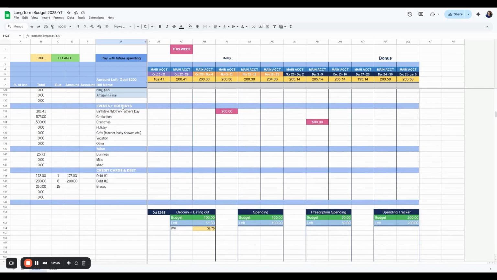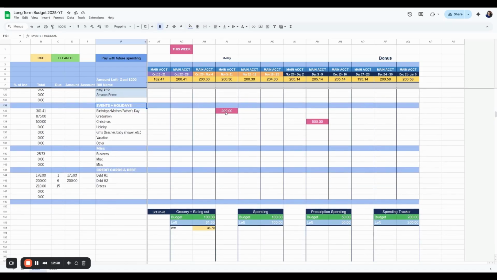Let's see, and then we have events and holidays, and that is where we've got a birthday coming up, and then this is the Christmas spending. Again, I'm not sure if that is reasonable, or how I feel about that, but that is what I'm putting there. Our kids are young adults now. I'm not quite sure how that's going to go. We probably should make a plan for that and start talking about what we're going to get the kids. Then we have miscellaneous, and then we've got our debt.